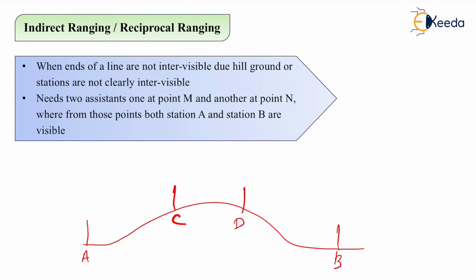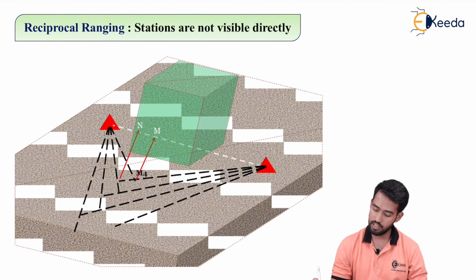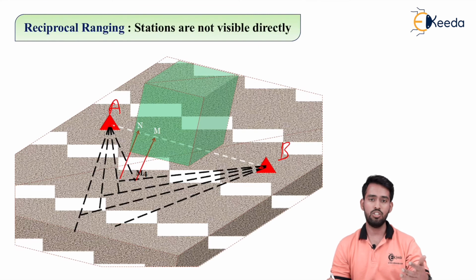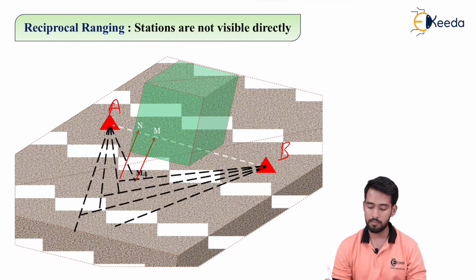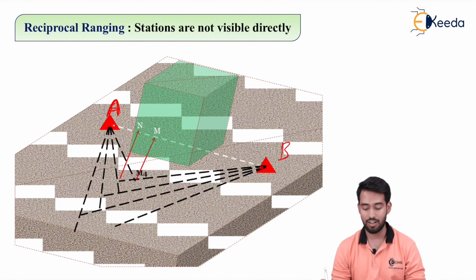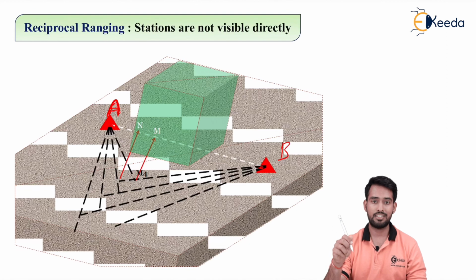Now the problem is there is a hill portion, so A and B are not intervisible to each other. How will you handle this type of problem? Simply, we establish 2 points A and B. We send 2 assistants with a rod each at C and at D. So we establish intermediate points C and D. Now the person standing at A can see the ranging rod at C as well as the ranging rod at D. Similarly, the person standing at B should be able to see the ranging rod at C as well as the ranging rod at D. Now, the person standing at A has to guide the person at C to be in line with D and A.